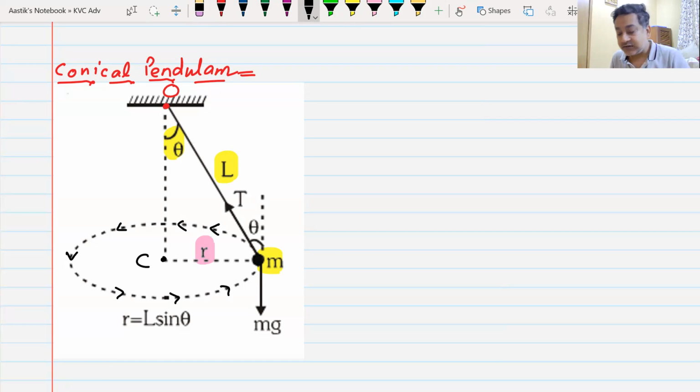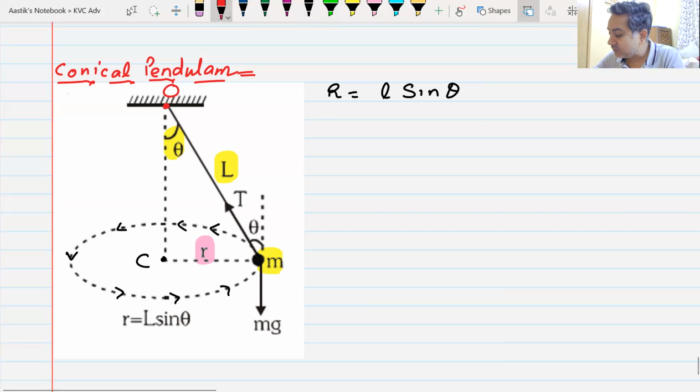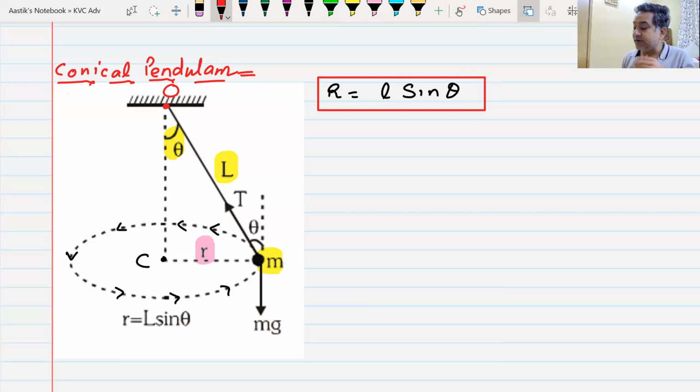It has a center C, as you can see. You can easily find out the radius of this circle. How much will be the radius of this circle? The radius of this circle R will be equal to L sine theta. You understand this or not? Plane trigonometry applied. The radius of this circle R will be equal to L sine theta. Yes or no?